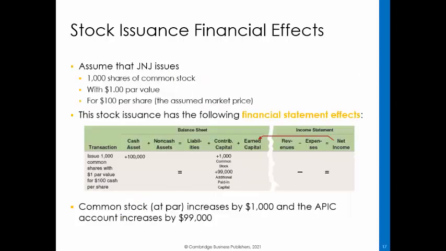To illustrate the financial effects of stock issues, we will assume that Johnson & Johnson issues 1,000 shares of common stock with a $1 par value for $100 per share. Cash increases by $100,000, equal to 1,000 shares times $100 per share. Common stock increases by the par value of shares sold, or $1,000, and additional paid-in capital increases by the $99,000 difference between the issue proceeds and par value.